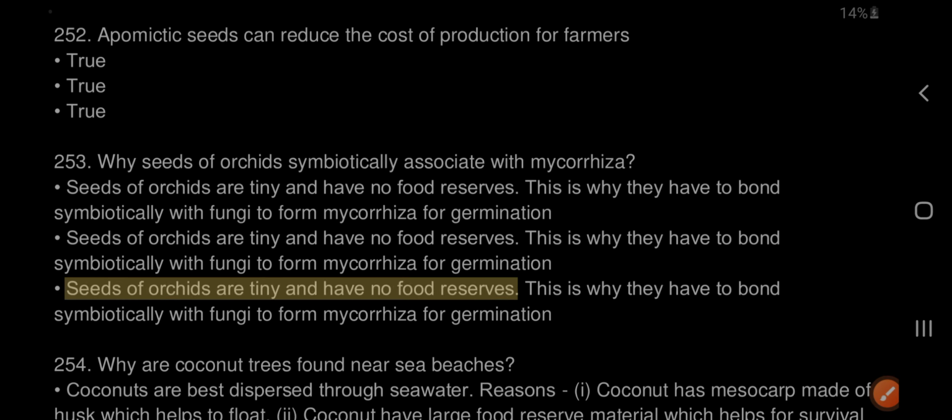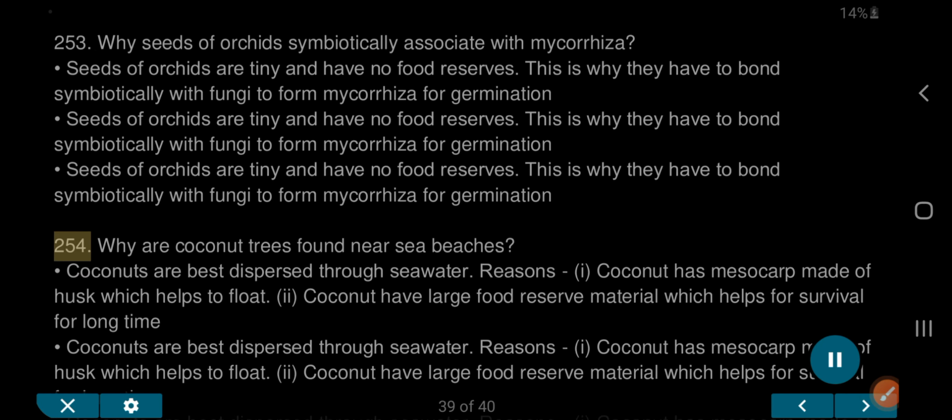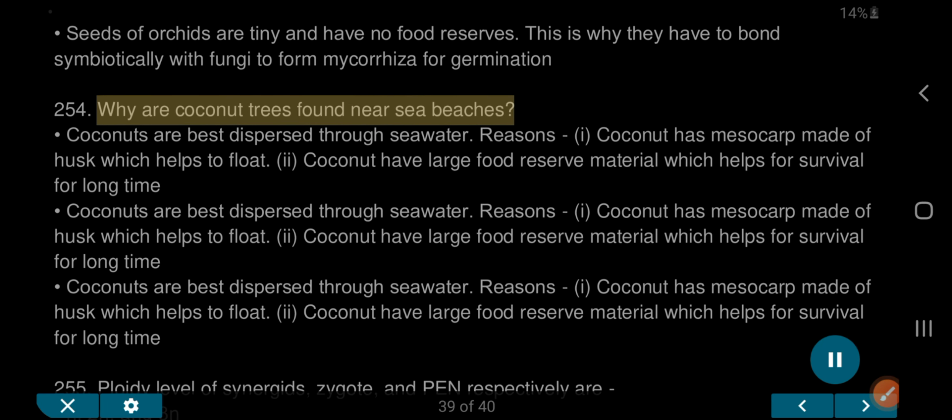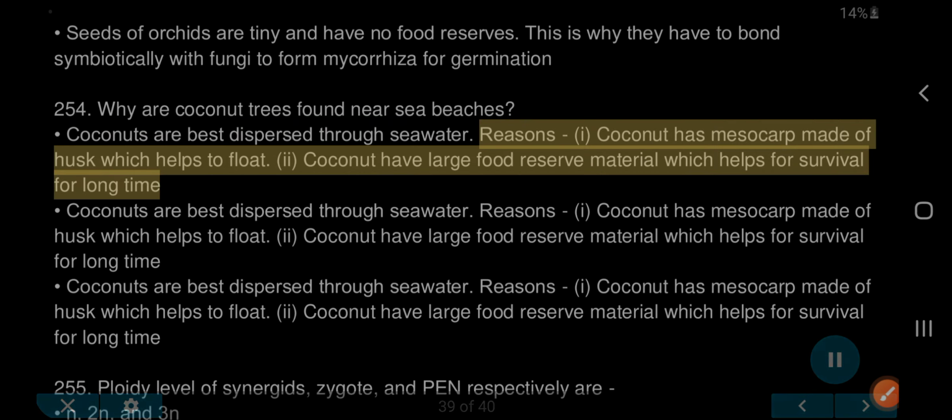254. Why are coconut trees found near sea beaches? Coconuts are best dispersed through seawater. Reasons: One, coconut has a mesocarp made of husk which helps it to float. Two, coconut has large food reserve material which helps for survival for a long time.